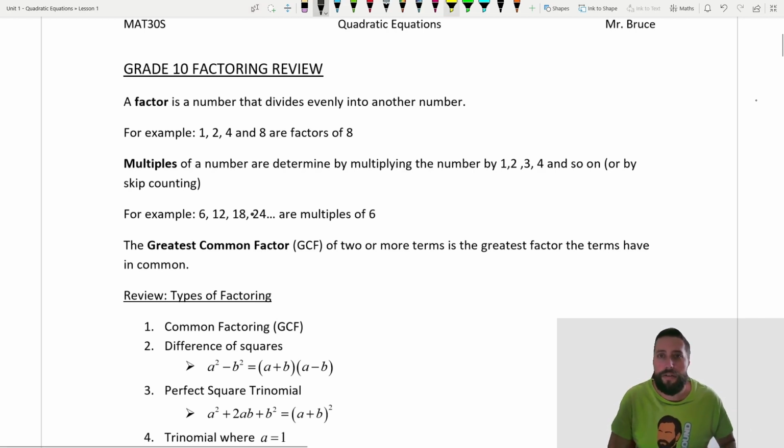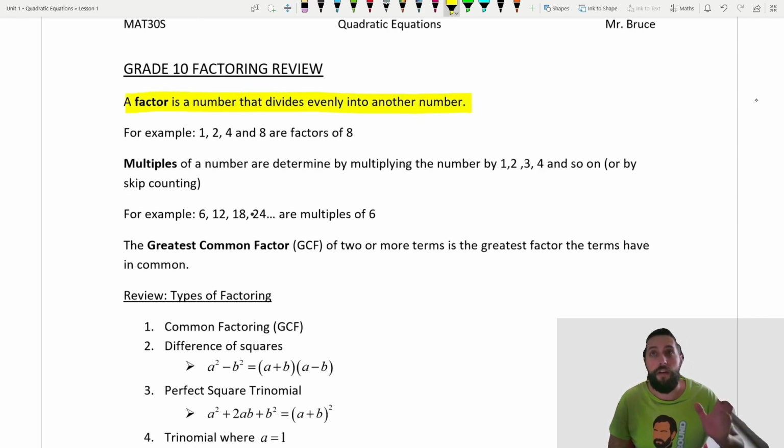A factor, so let's highlight this. A factor is a number that divides evenly into another number. So for example, we have 1, 2, 4, and 8 are all factors of the number 8.